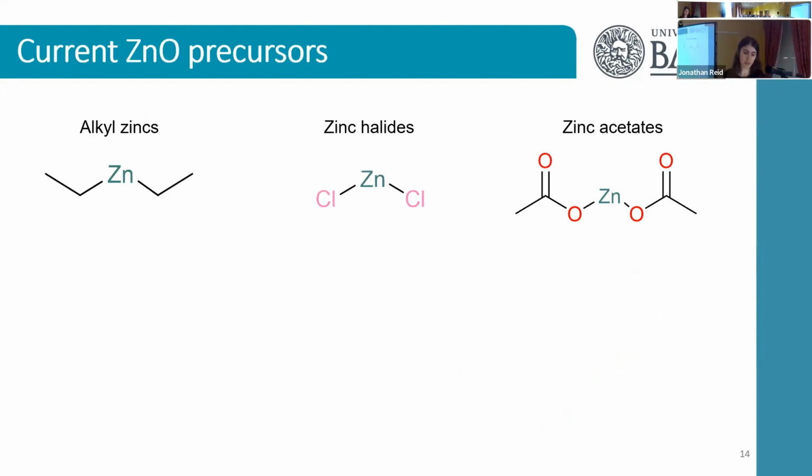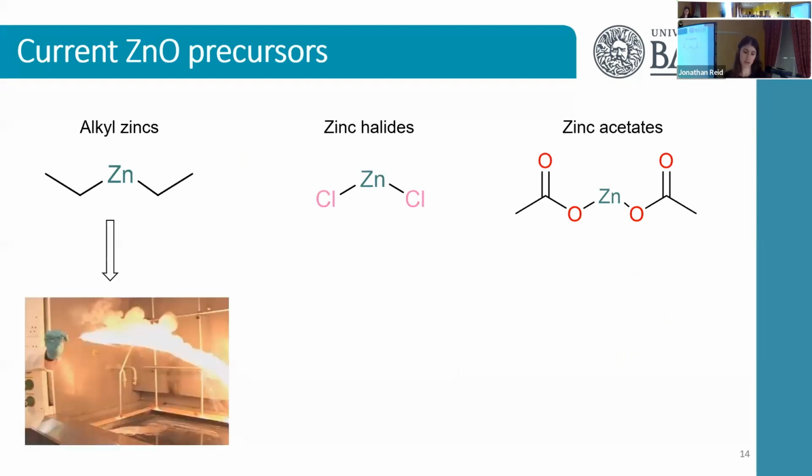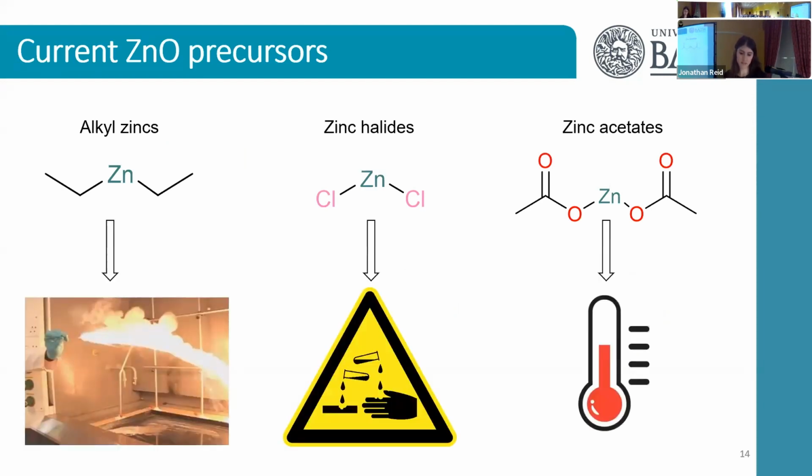In industry, when they're making zinc oxide, there are several classes of materials that are used as precursors. These are things like alkyl zincs, zinc halides, and zinc acetates. However, these will have disadvantages associated with them. So alkyl zincs are highly pyrophoric, zinc halides are corrosive, and zinc acetates are only activated at high temperatures. So these aren't going to be useful for our printed materials.